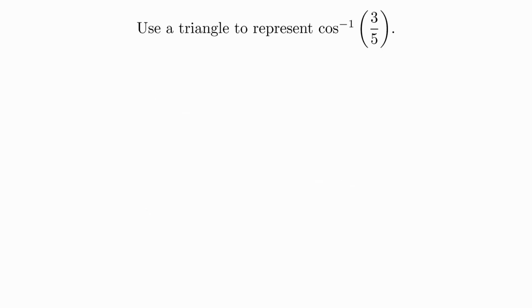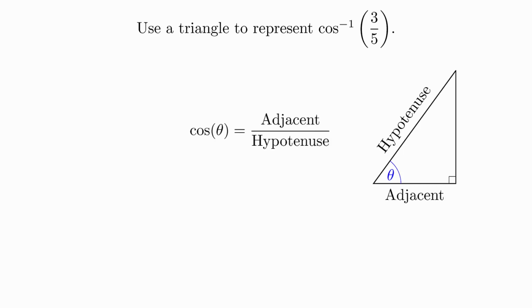Example: use a triangle to represent the inverse cosine of 3/5. What triangle can we draw so that the cosine of some angle is 3/5? Let's just look at a generic right triangle, and let's let theta represent the unknown angle. Since the cosine of an angle is adjacent over hypotenuse, we could just label the adjacent side 3 and the hypotenuse 5. This gives us a perfectly valid representation of an angle theta such that cosine of theta is 3/5.